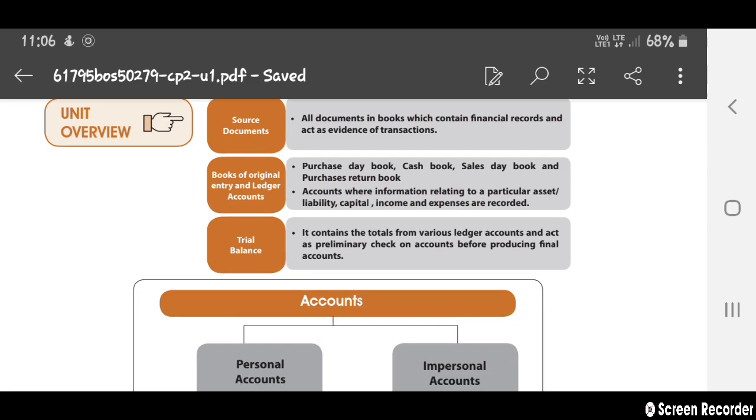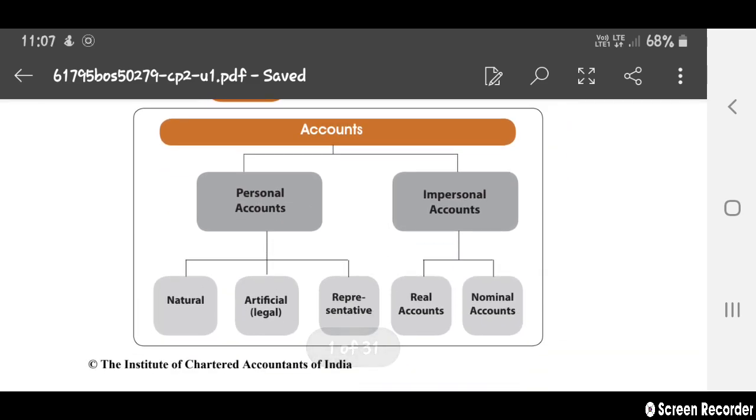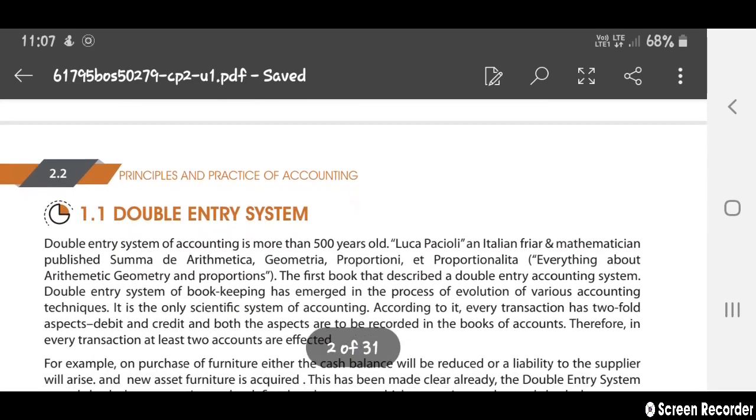Accounts have two types: one is personal accounts, another is impersonal accounts. Personal accounts are of three types: natural, artificial, that is legal, and representative. Impersonal accounts are of two types: real accounts and nominal accounts.